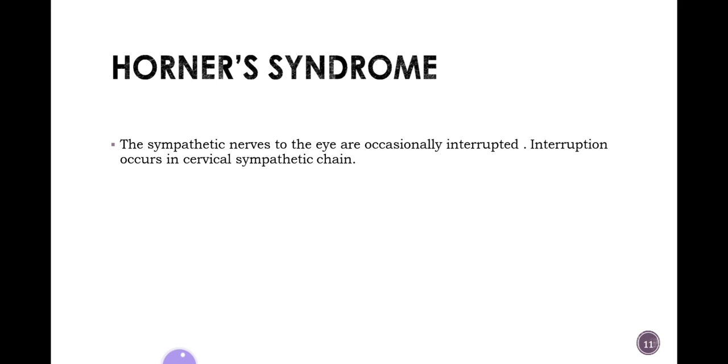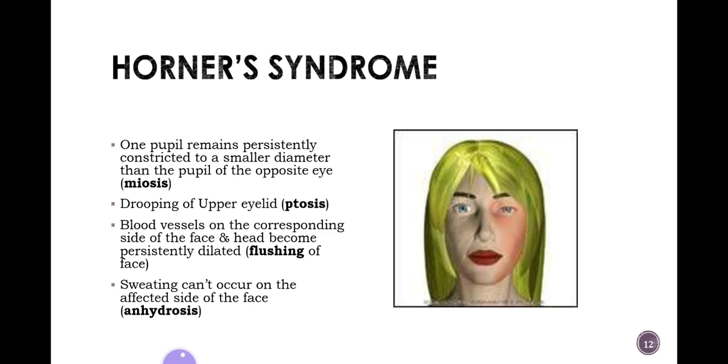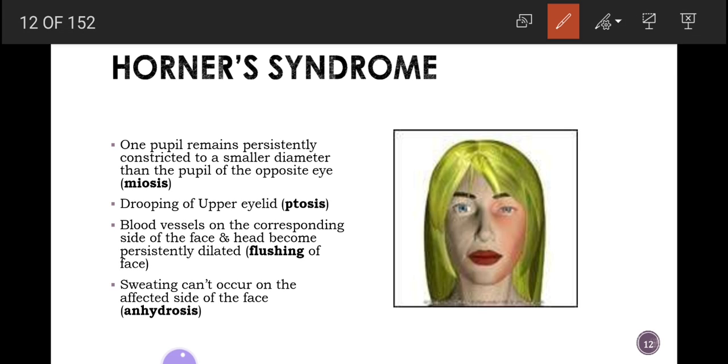Horner syndrome. The sympathetic nerves to the eye are occasionally interrupted. The interruption occurs in the cervical sympathetic chain. This picture shows the features of Horner syndrome. What are they? One is that the pupil remains persistently constricted to a smaller diameter than the pupil of the opposite eye, as shown in the picture, and that is known as miosis.